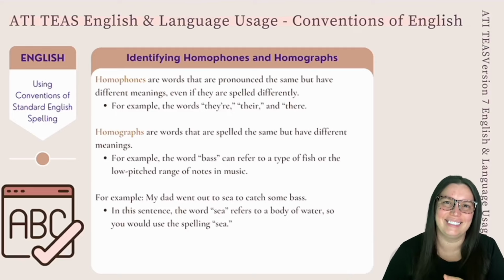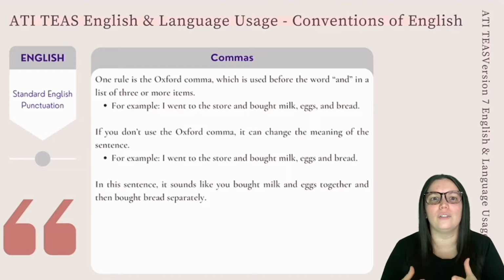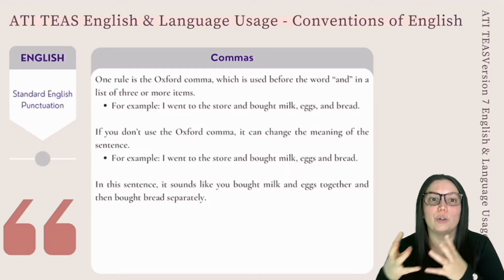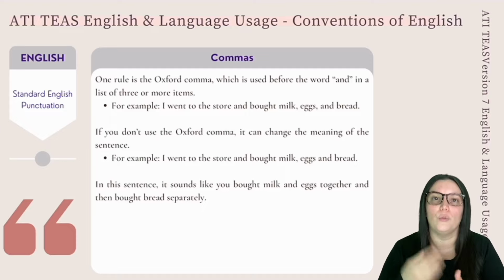Next, we have commas. These are our favorites, right? Commas are one of the most commonly used pieces of punctuation, and there are several rules that we need to identify in order to use them. One of the rules is the Oxford comma, which is used before the word and in a list of items that include 3 or more.